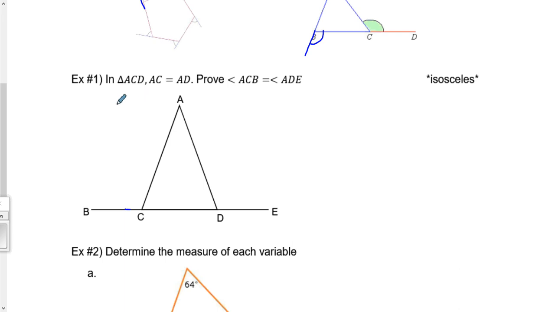So in our first example, we'll talk about triangle ACD. It states that AC is equal to AD. Now, when we say that, we usually write a nice little line saying, yeah, they're equal, identifying that that side is the exact same as that. What we're going to do is we're going to prove that angle ACB, so that angle, is equal to angle ADE. The biggest thing that we need to know, though, one of the biggest things, is that this is one line. Same thing right here. This is one line.